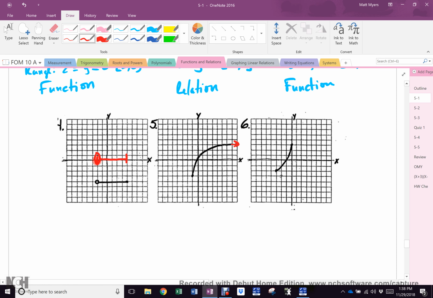What is this value? -2. Do I actually hit -2? No. So no equal sign. Then up to 4. Do I actually hit 4? Yes. So equal sign. And the other way to write it is round bracket -2, 4 square.